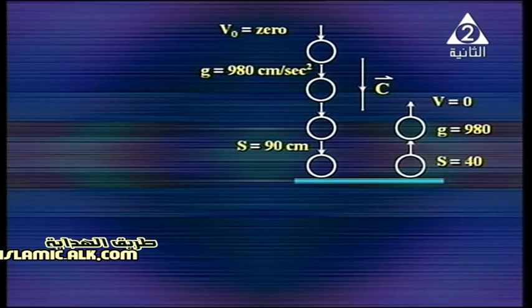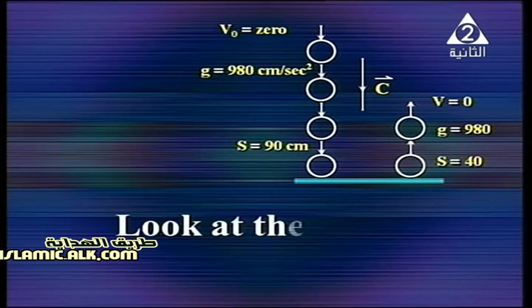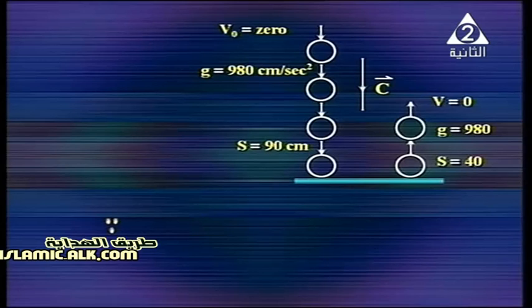The distance between the rubber ball and the horizontal surface is 90 centimeter. Look at the direction of the rubber ball, it is down. Why? Because the rubber ball is dropped or falls to the surface of the land. After that, the rubber ball rebounds up a distance of 40 centimeter with G 980 centimeter per second squared to reach the maximum height. Maximum height means the final velocity is equal to 0. Remember, dear student, this example is very important. Look at the figure of the example.